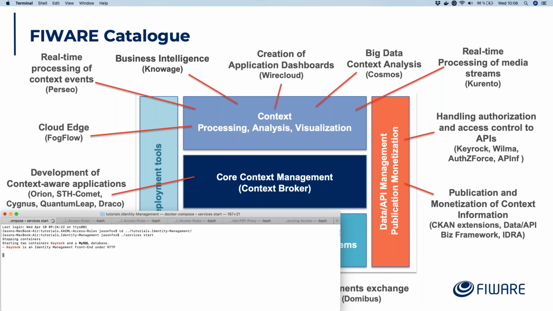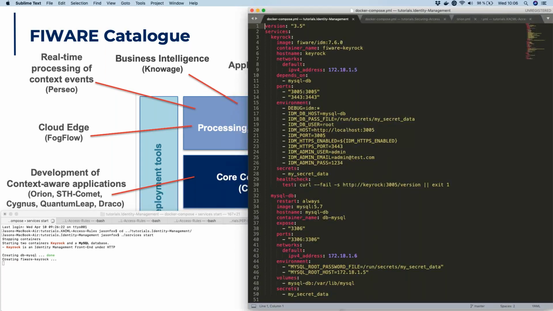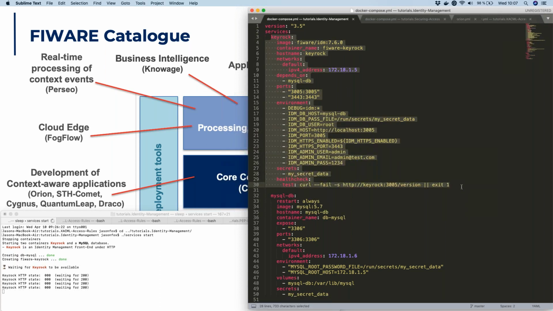Let's bring up an identity management tool called Keyrock. Keyrock is an identity manager which holds things like roles and permissions and what have you within a database. As you can see, it's a generic enabler which depends on a MySQL database.